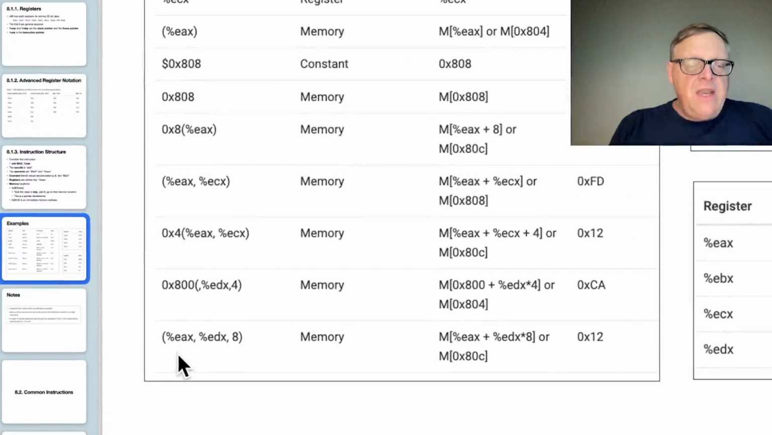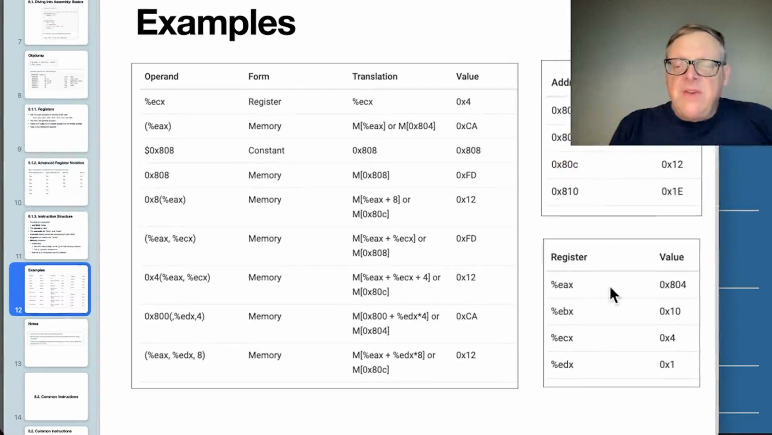And here you're going to take EAX and EDX times 8. So that's going to be EAX is 804, and EDX is 1 times 8, so that'll be 80C again for 12. So that's an example of how to read these things.